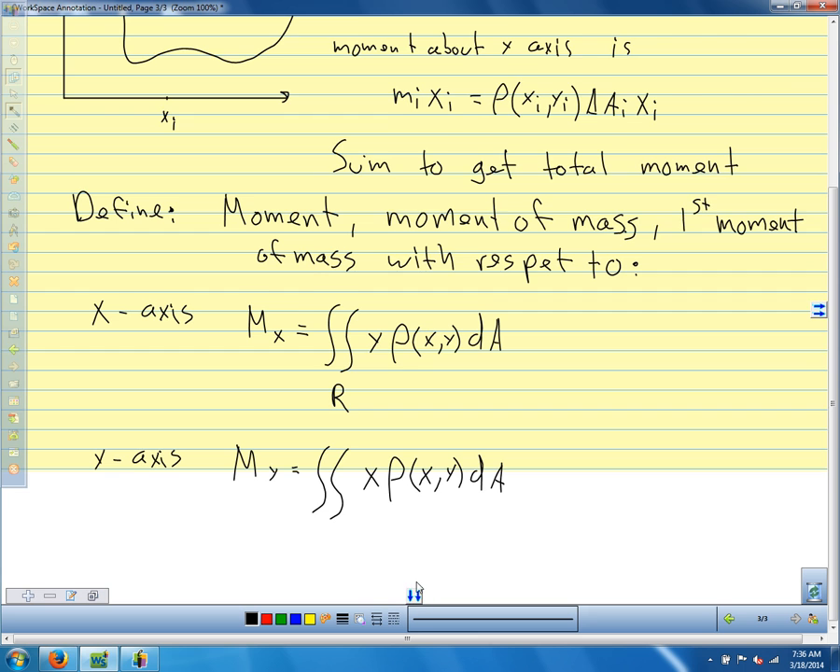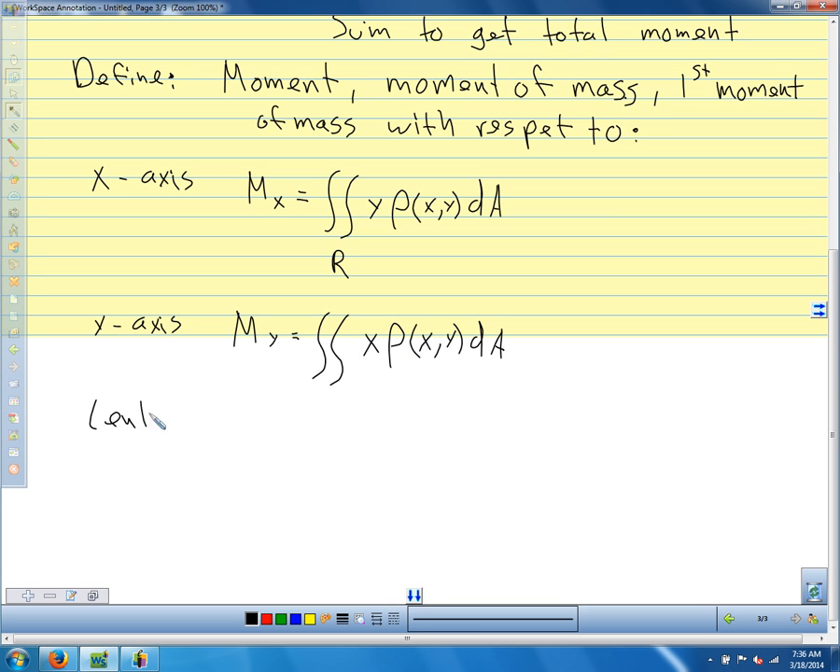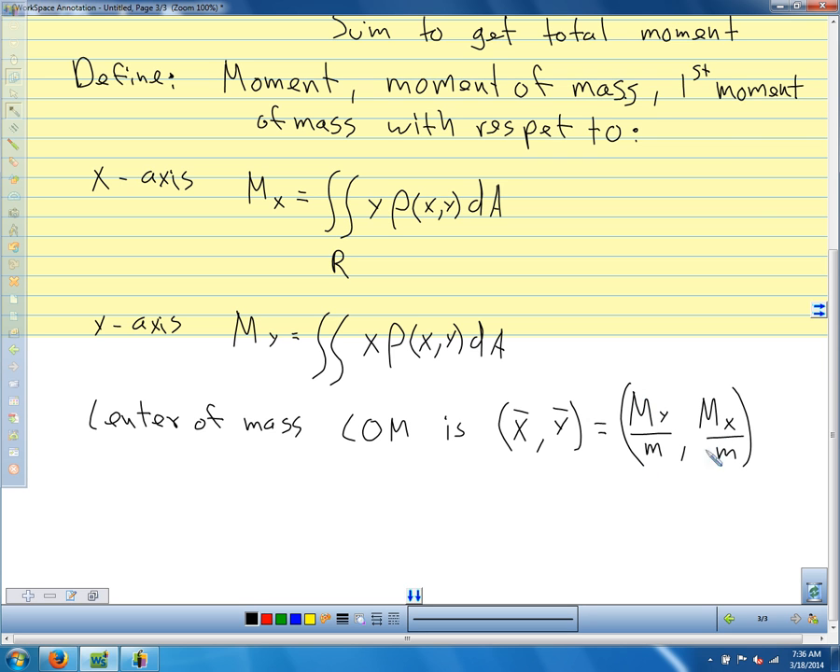And then our center of mass is exactly the same as we used before, and we'll abbreviate COM. x bar, y bar is m sub y over the mass for my x coordinate and m sub x over the mass for the y coordinate, where m equals the mass of the region.